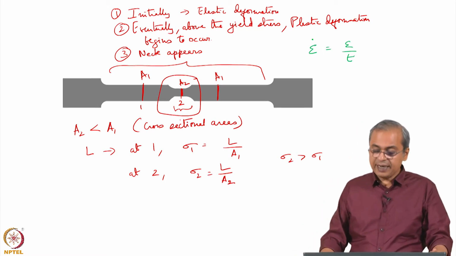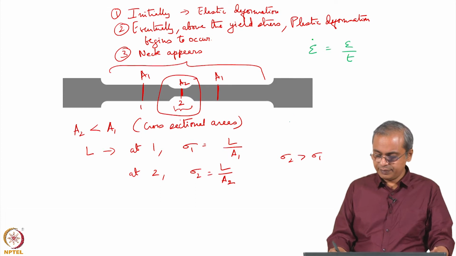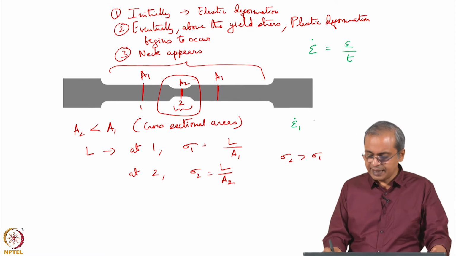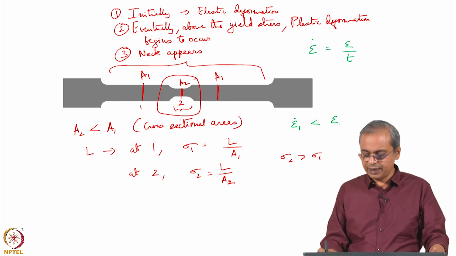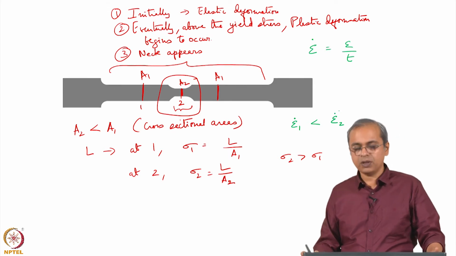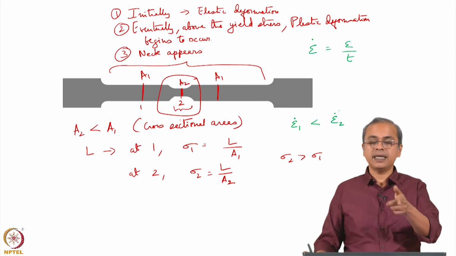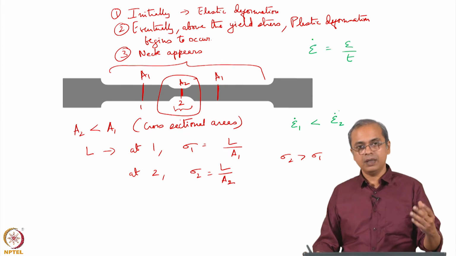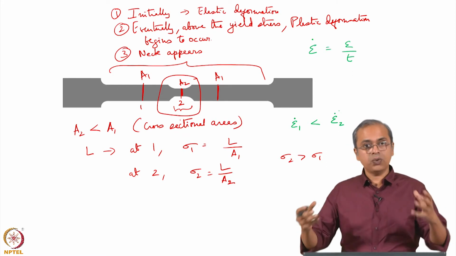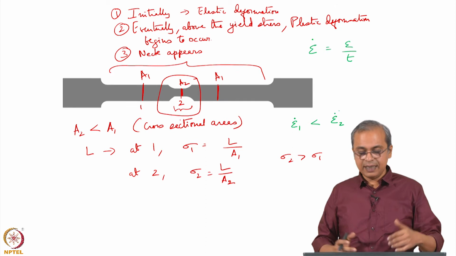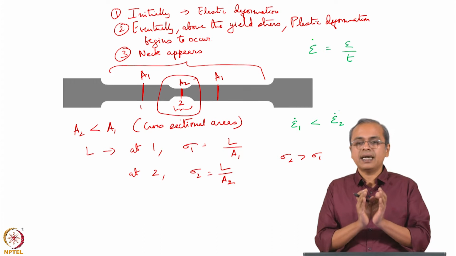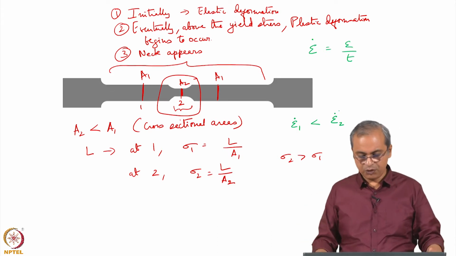Therefore, the strain rate at location 1, epsilon dot 1, is less than the strain rate at the second location, epsilon dot 2, because more strain is happening in that region which is thinned relative to the region that is relatively broad. So, when the test is going on, one of the parameters that has changed is the strain rate. Once the neck appears, the strain rate at the neck is higher than the strain rate at the rest of the sample. So, this is a phenomenon that is happening.